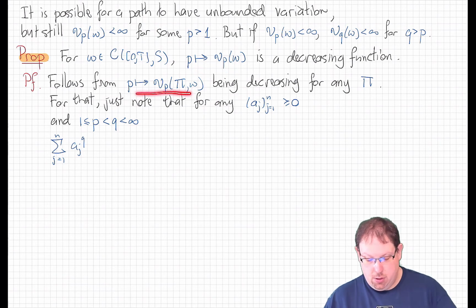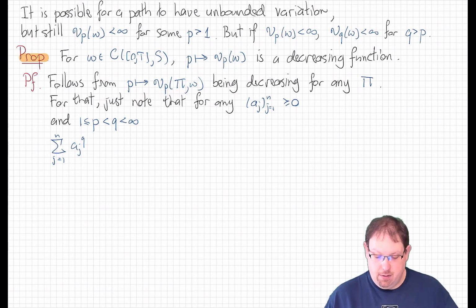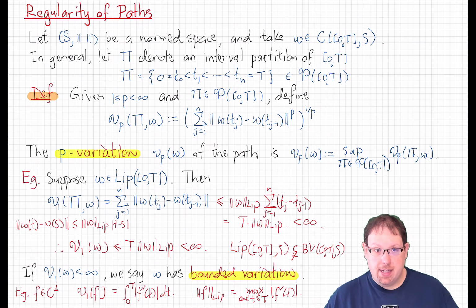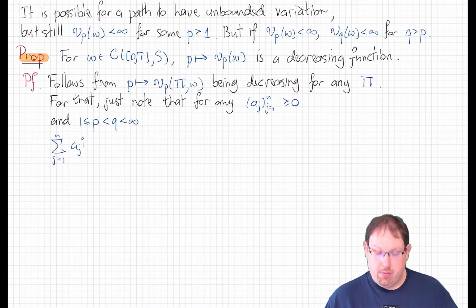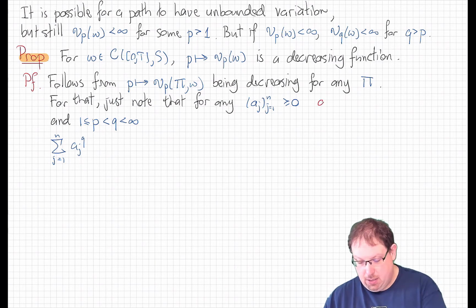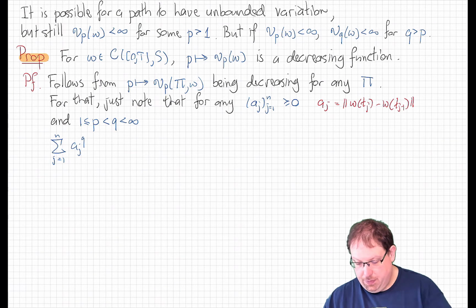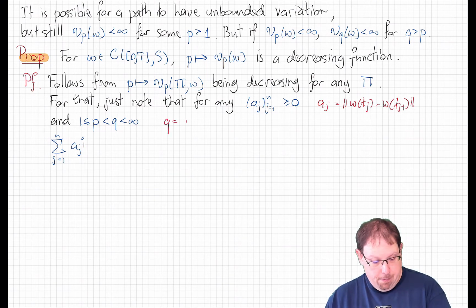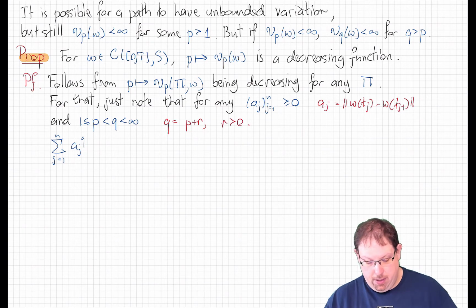Now, to see that this is true, we just note from the definition of p variation right here that this is nothing but the little lp norm of a certain vector in Rn, and so it's going to suffice to prove that inequality for such vectors. That is to say, if we fix aj from 1 up to n, in the case that we're interested in, aj is just the norm of the increment of the path corresponding to each interval of the partition. And if p is less than q, well, that means that q can be written as p plus r for some r strictly greater than 0.